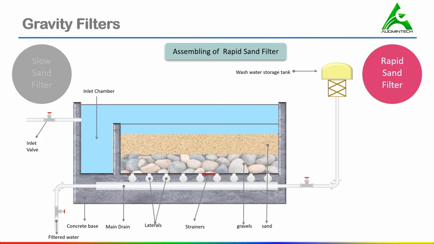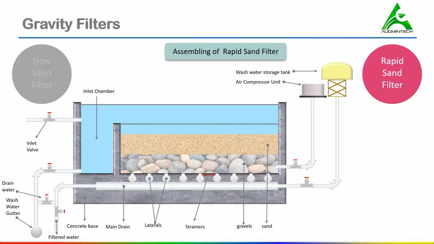For the purpose of backwash, an air compressor is connected to provide air during the process of backwashing of the filter. And to collect the dirty water after backwash, a pipeline is connected to the wash water gutter, and a drain water pipeline and valves are connected to drain the water from the filter after the backwash process. In this sand filter, additional apparatus is installed for different purposes, such as a filter rate controller and head loss indicator to monitor the rate of filtration of the rapid sand filter.